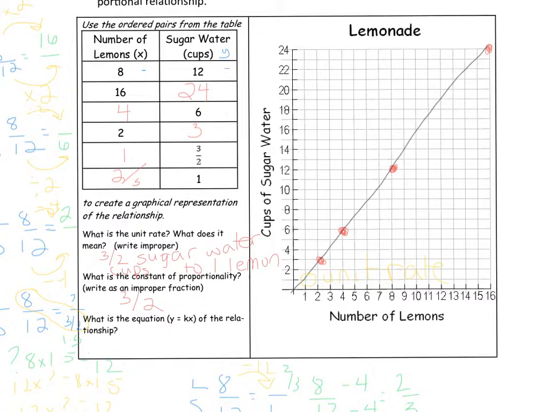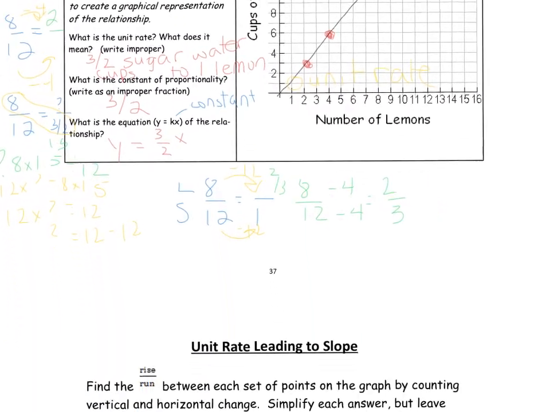So now we can take this and we can write an equation. We can say that y equals kx, where k is your constant of proportionality, which we know is 3 halves. So we could say y equals 3 halves x. That means I could take any number of lemons, any number of cups of sugar water, and I could figure out what the other one would be for my recipe. Okay? Hopefully this is making sense.